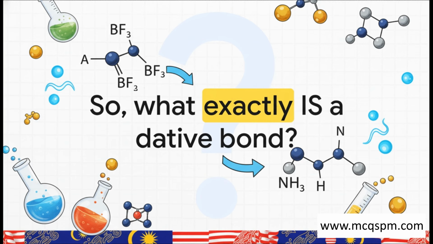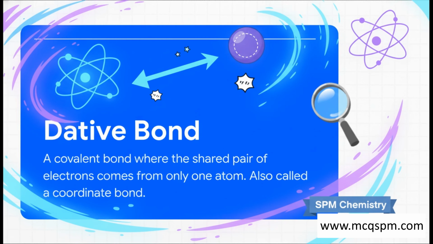Let's dig in. Okay, here it is, the textbook definition you absolutely need to know for your exam. A dative bond, and you might also see it called a coordinate bond. They're the same thing, is basically a special type of covalent bond. But here's the twist, and this is the most important part. The shared pair of electrons comes from only one of the atoms. Not one from each, but both from one. That's it. That's the secret sauce right there.